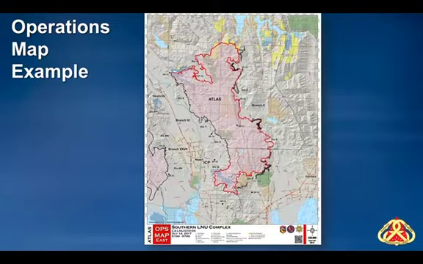Here's an example of an operations map for the Southern LNU complex in 2017. This shows the Atlas fire, and you can look at an example of this in the supporting materials if you want to zoom in on a PDF.